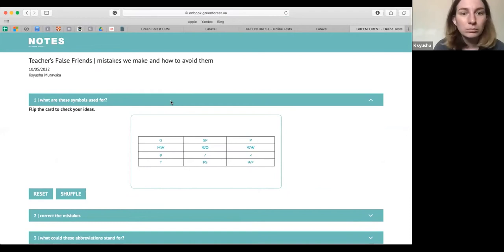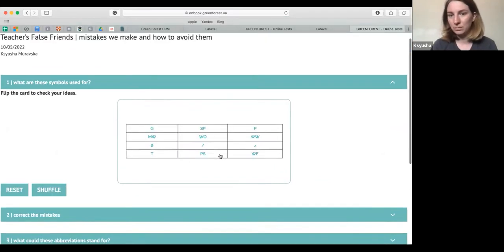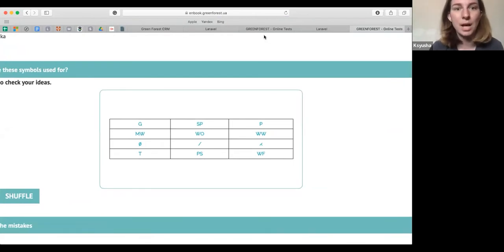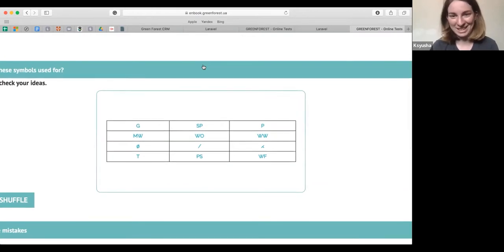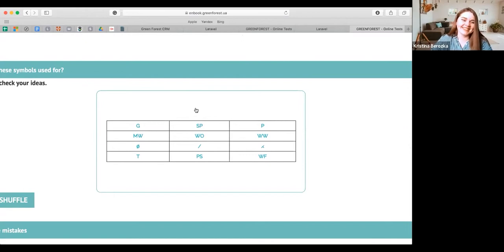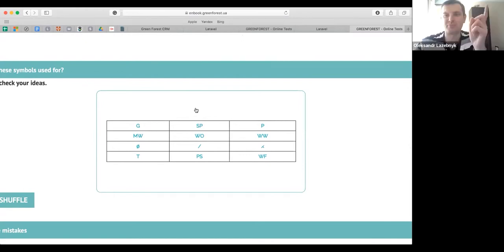So, do the symbols look familiar? Have you ever seen them, maybe used them? Any ideas? Maybe MW is men and women, something like this. Okay, that's interesting. Any other? WW, women and women? Yeah, woman and woman. Who knows? PS, a postscriptum.